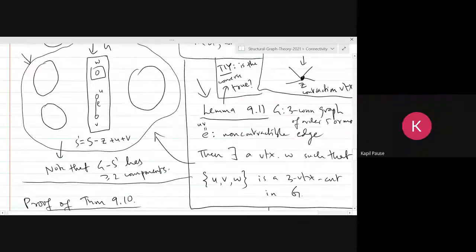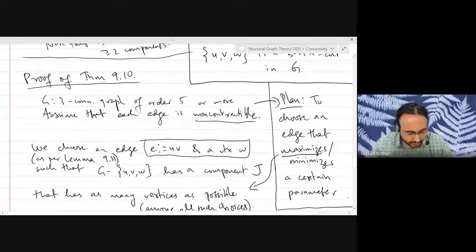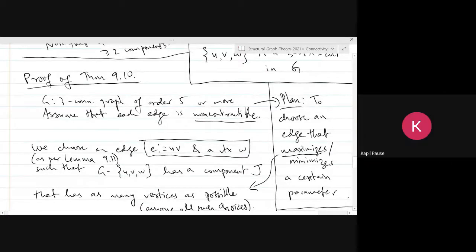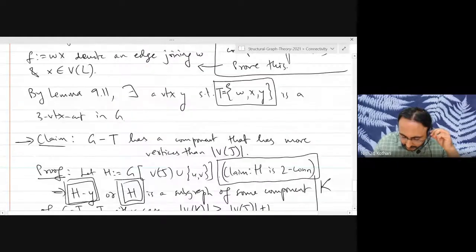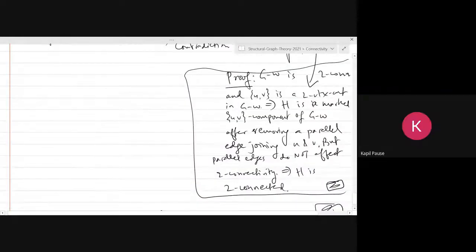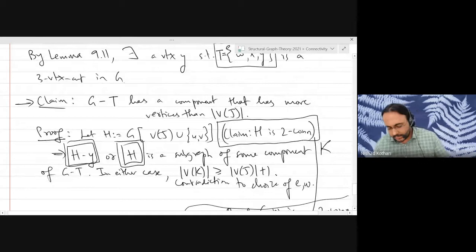Sir, why exactly did we discuss decomposition graphs? Sorry, what is your question? Why did we exactly discuss the decomposition graphs? Which decomposition? You mean this last part? Removing the 2 vertex cut and getting marked component. Right. So we wanted to prove that H is 2 connected, right?